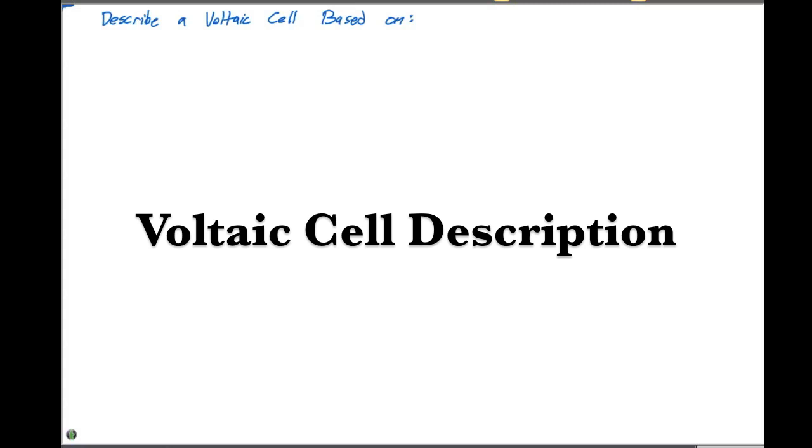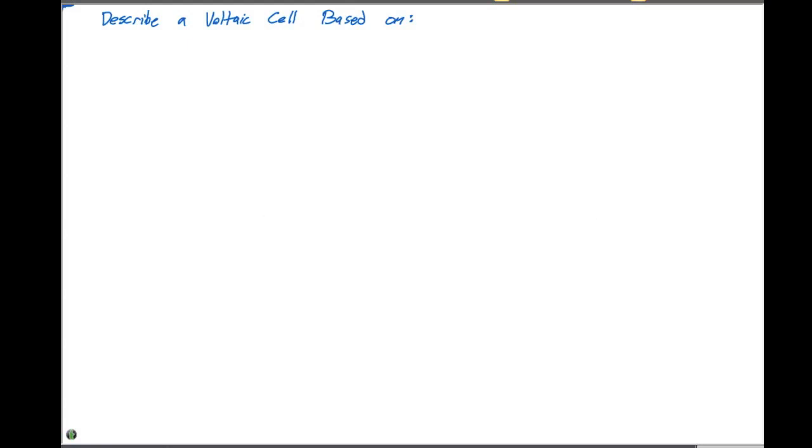So last week we were talking about electrochemistry and describing various voltaic cells. We did a couple basic examples involving metals, and now I want to do a little bit more of a complex example. So here it says describe a voltaic cell based on the following. If we have the term voltaic cell, we know that that cell is spontaneous and that our cell potential has to be positive.